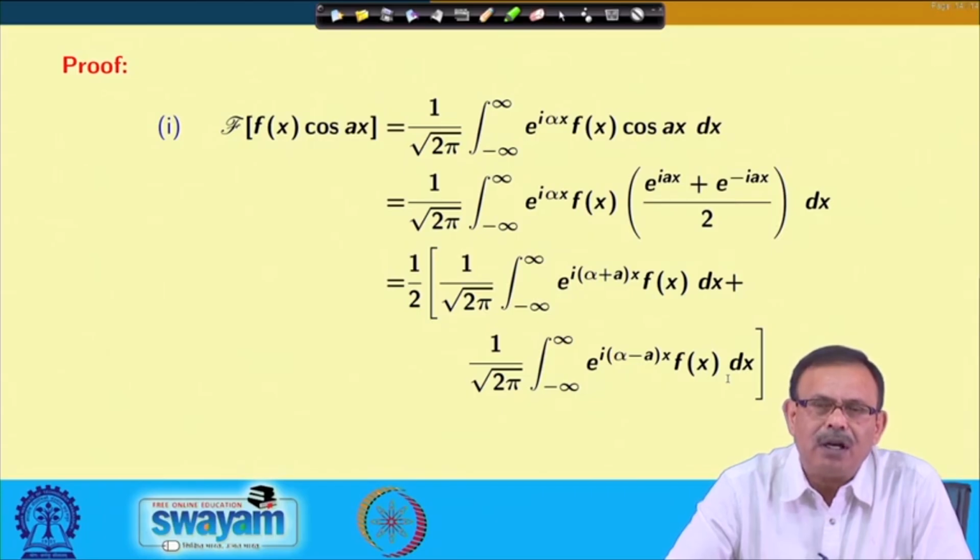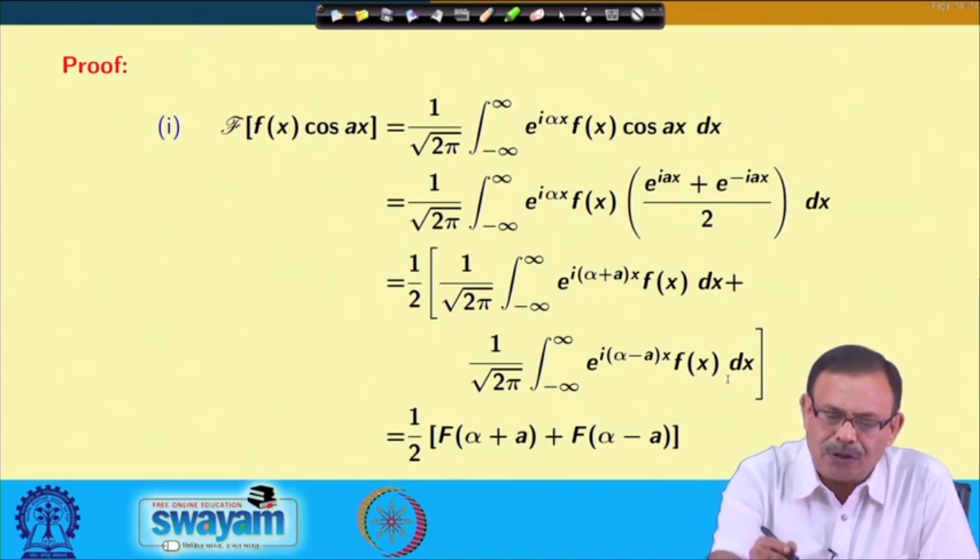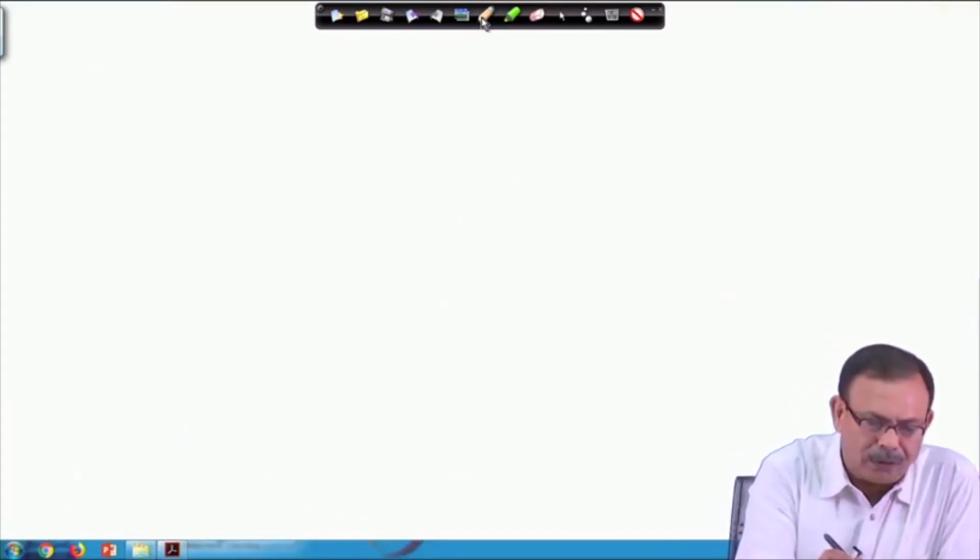And the first integral again is nothing but the Fourier transform of f of alpha plus a, that is capital F of alpha plus a, plus the second integral is the Fourier transform of the function of x minus a. So this will be F of alpha minus a. So this completes the proof of the first one. Let us see the proof of the second one now.